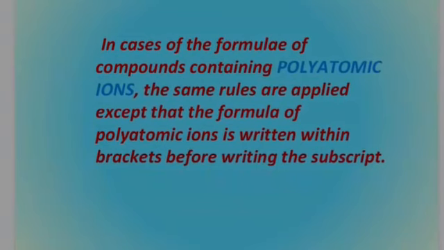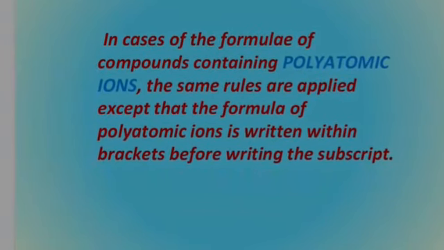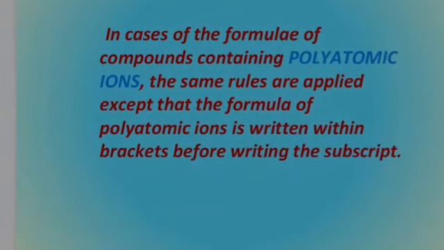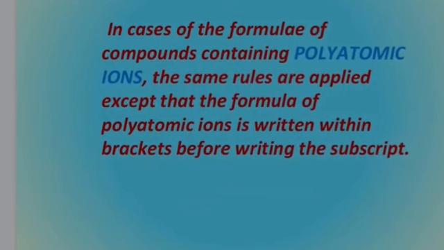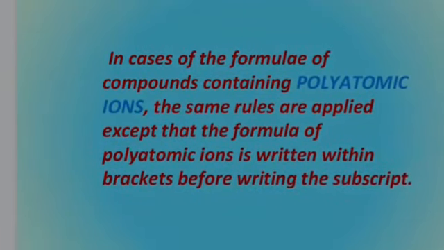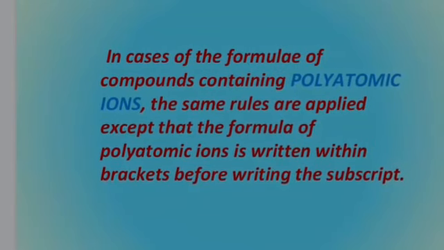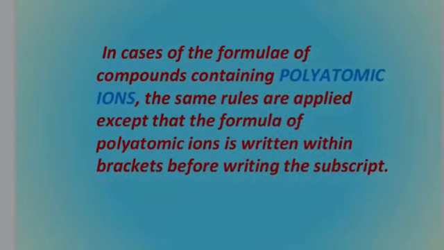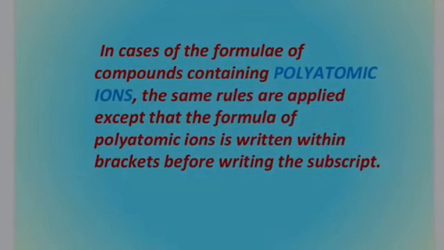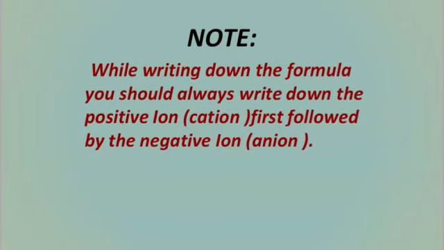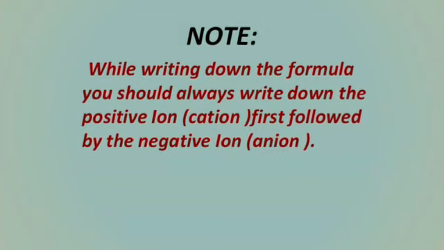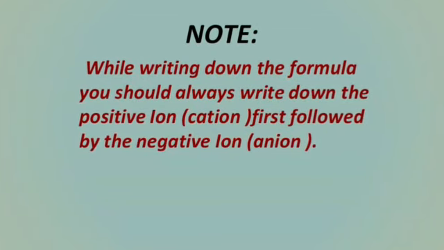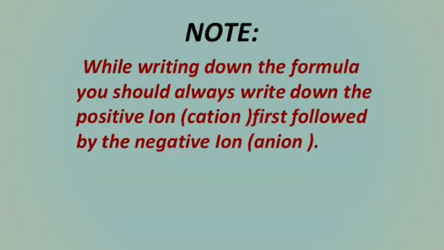In cases of the formulae of compounds containing polyatomic ions, the same rules are applied, except that the formula of polyatomic ions is written within brackets before writing the subscript. Note, while writing down the formula of a compound, always write the cation first followed by the anion.